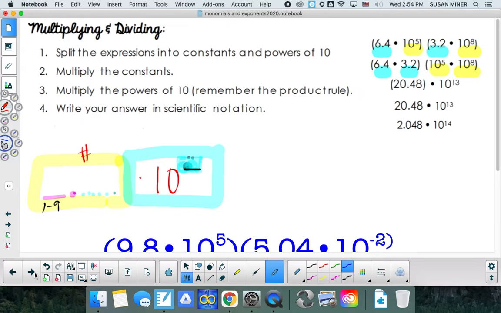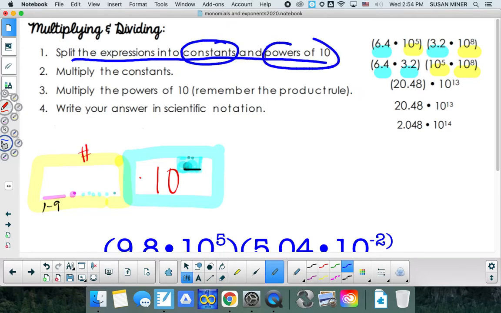So here are the steps that we want to use. Whenever I have scientific notation, the first thing I want to do is split it into just the numbers, the constants, and the powers of 10. If you'll notice my problem over here, here was my plain number in front, and here was my plain number in front. I'm going to take those and multiply them together. And then I'm going to take my numbers with the exponents on them, and use exponent rules to combine those.